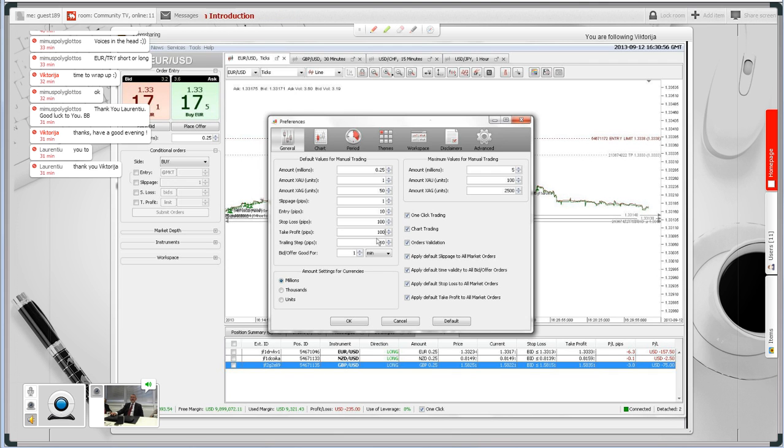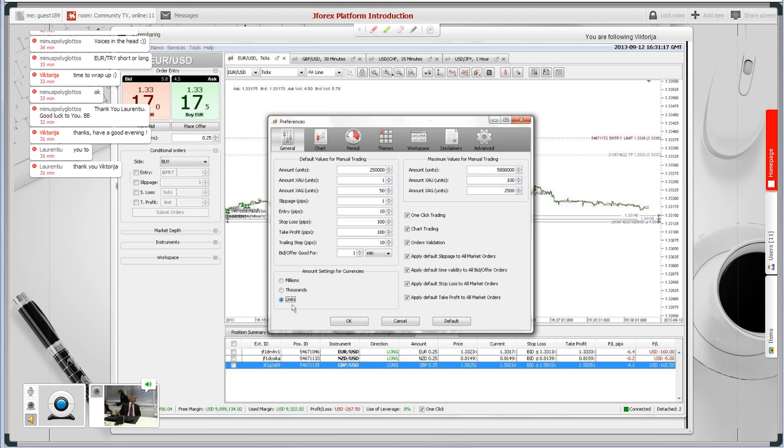Here also I can set, let's say, I want 1 million as automatic trading. I can say, okay, maybe if I put it in 1,000, that's 1,000, or if I leave it at 250, 1,000. If I put it in units, that's going to be 250,000. So according to the amounts you like to trade, or the financial capacity you have on your account, set the platform the way you want.